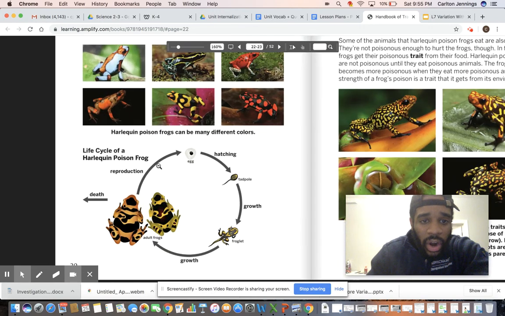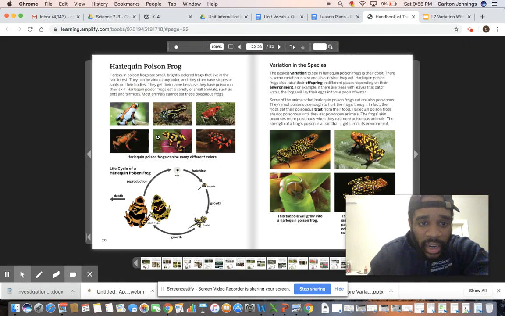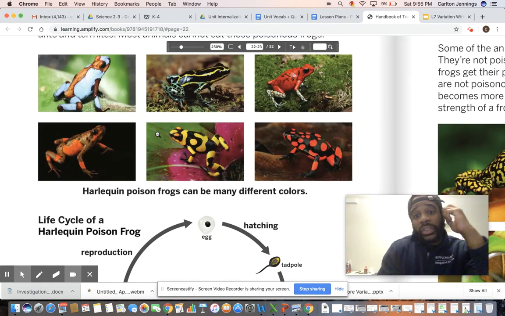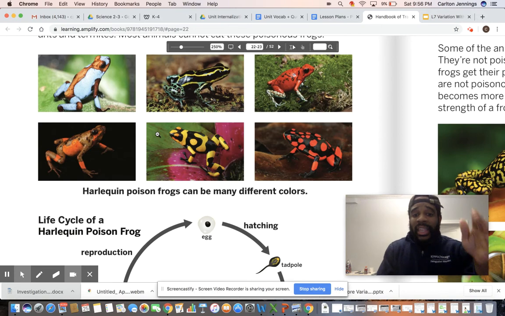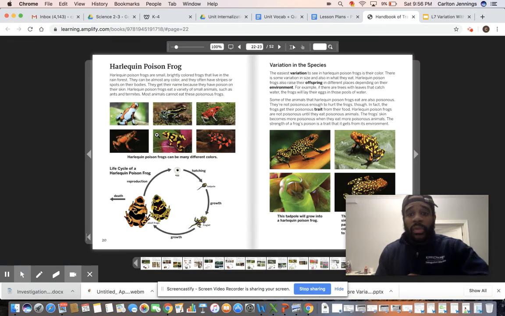Here, right under that passage, we see these different harlequin frogs. So harlequin is the species, but we also see different variations of frogs inside of that species. Harlequin poison frogs can be many different colors. So these are the variation that we see here. I'll move on to the next page.